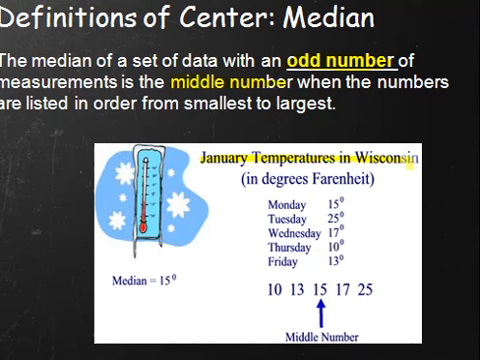Therefore, if I go back to my winter temperatures in Wisconsin, the first thing I would do is place my 5 data points in order, starting with 10, 13, 15, 17, and 25, and then I'm going to locate that middle number. In this case, that middle number is 15, giving us the median of this data set is 15 degrees Fahrenheit. Notice that there's 2 data points below the median and 2 data points above that median.